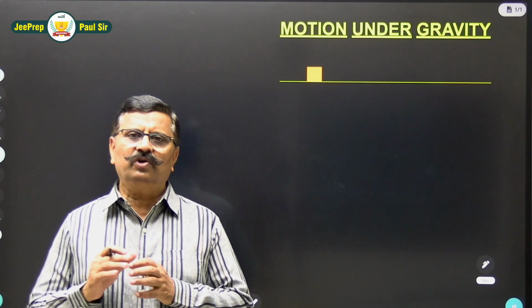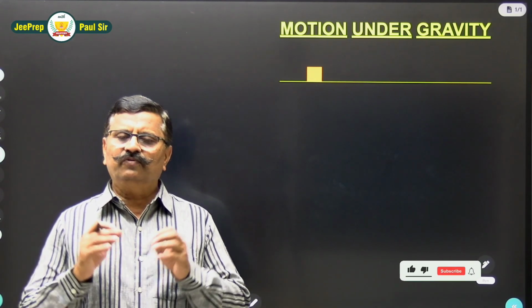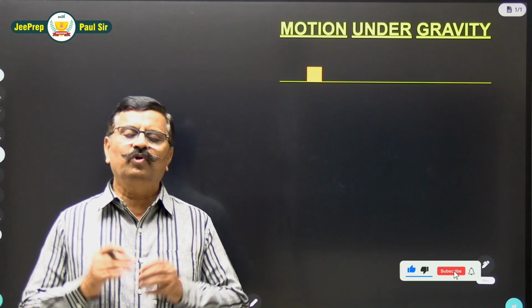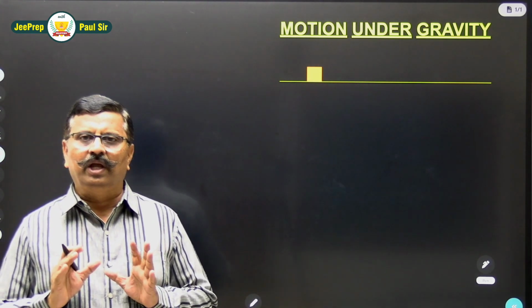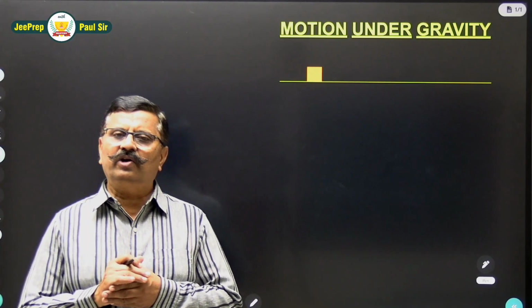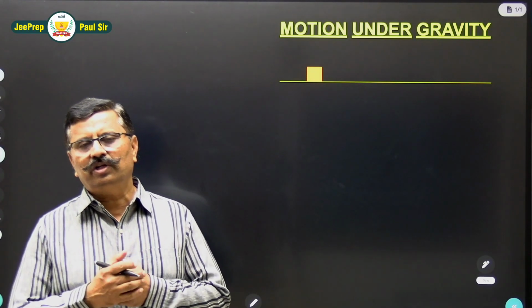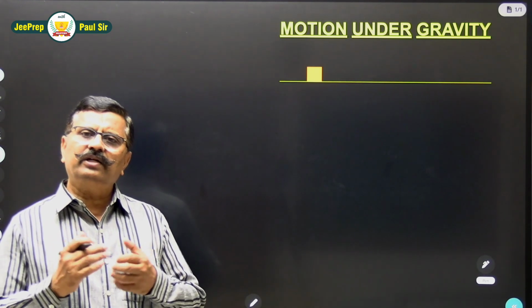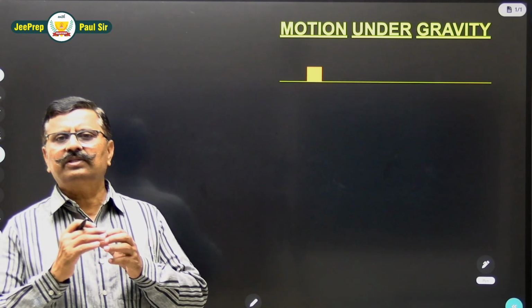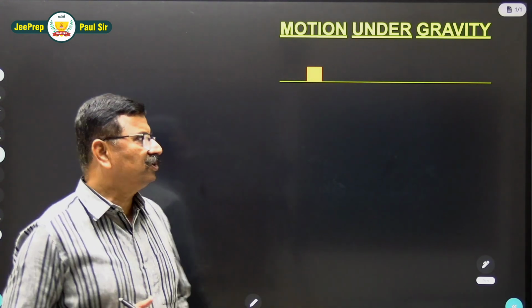Now let's revise horizontal motion in short. So first of all, what do you mean by motion? Motion means change in the position of the body with respect to time. Now if the body moves exactly along x-axis, then it is the horizontal motion. And if the body moves exactly along y-axis, then it's a vertical motion. Now let's write the kinematical equations for the horizontal motion.